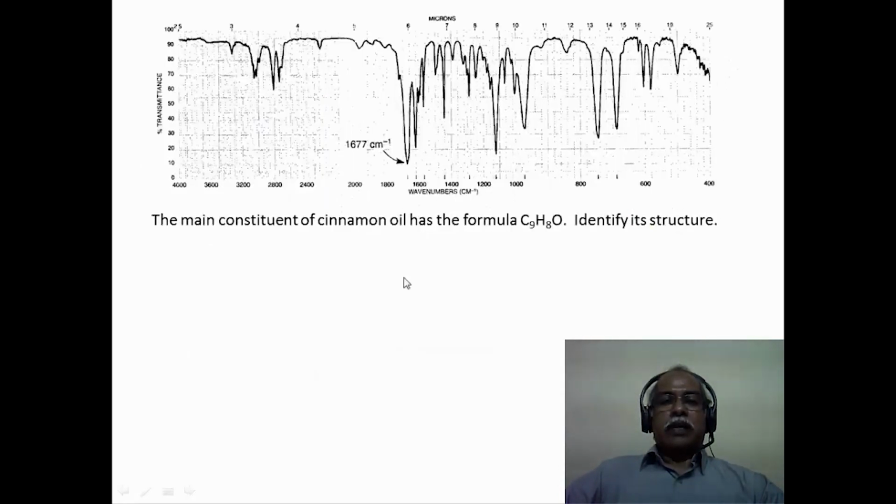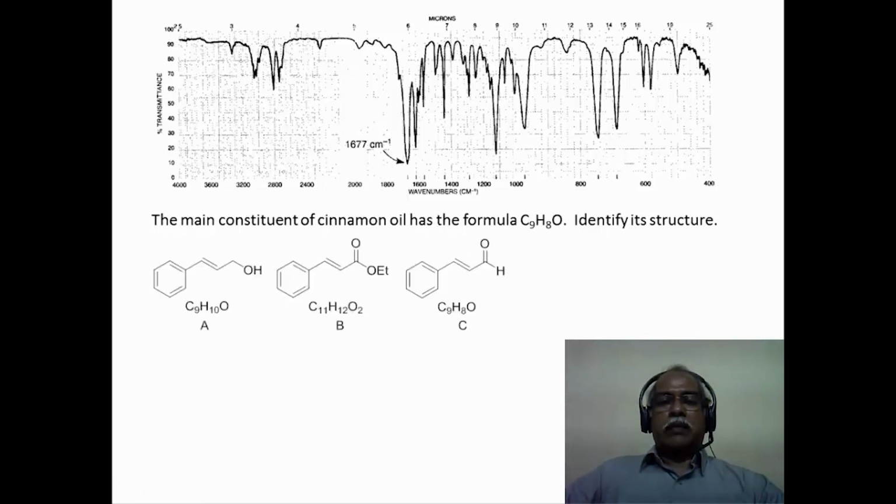Now the problem is stated here. The main constituent of cinnamon oil has the formula C9H8O. Identify its structure. One needs to know what is the main constituent of cinnamon oil. It could be cinnamaldehyde, it could be cinnamyl alcohol, it could be a cinnamate ester, or it could be cinnamic acid. All the cinnamon based systems are written here, except cinnamic acid. Now among these molecules, the one that is cinnamaldehyde corresponds to C9H8O. So the molecular formula is satisfied for the cinnamaldehyde structure.